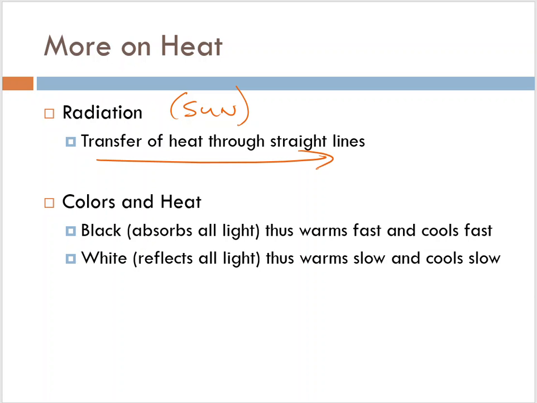Colors and heat. Last things we need to talk about. Black is going to absorb all light, thus it warms fast and cools fast. Black, again, because it absorbs all the colors of the light, is going to be absorbing more energy because it's not reflecting any energy. White reflects all light, so it doesn't absorb any parts of the electromagnetic spectrum. It reflects all light, so it's not absorbing any of the energy, it's reflecting it, so that's why white is much cooler.